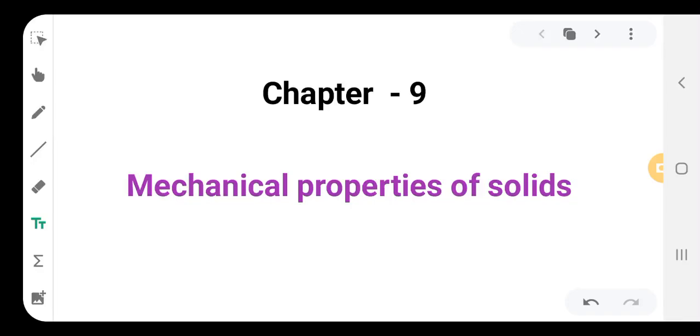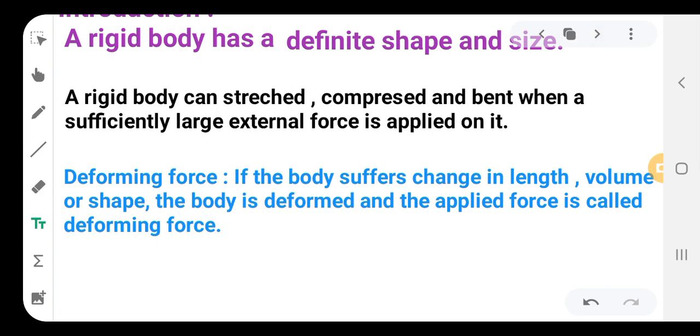Hello students, today we'll start the new chapter, chapter 9, Mechanical Properties of Solids. This is part 2 of your NCERT textbook. So let us start the mechanical properties of solids. First of all, we'll see the introduction of the chapter.